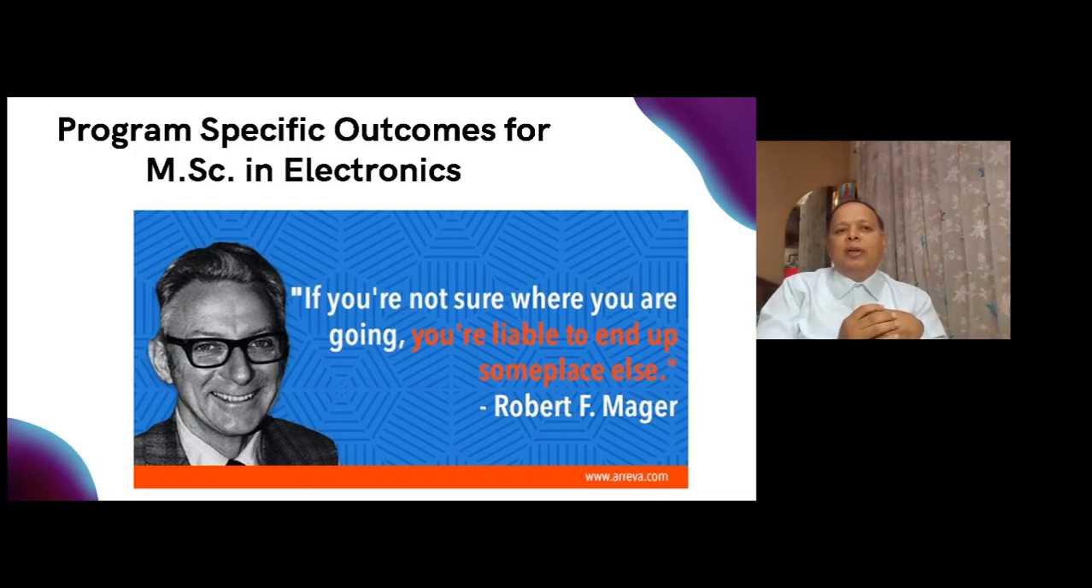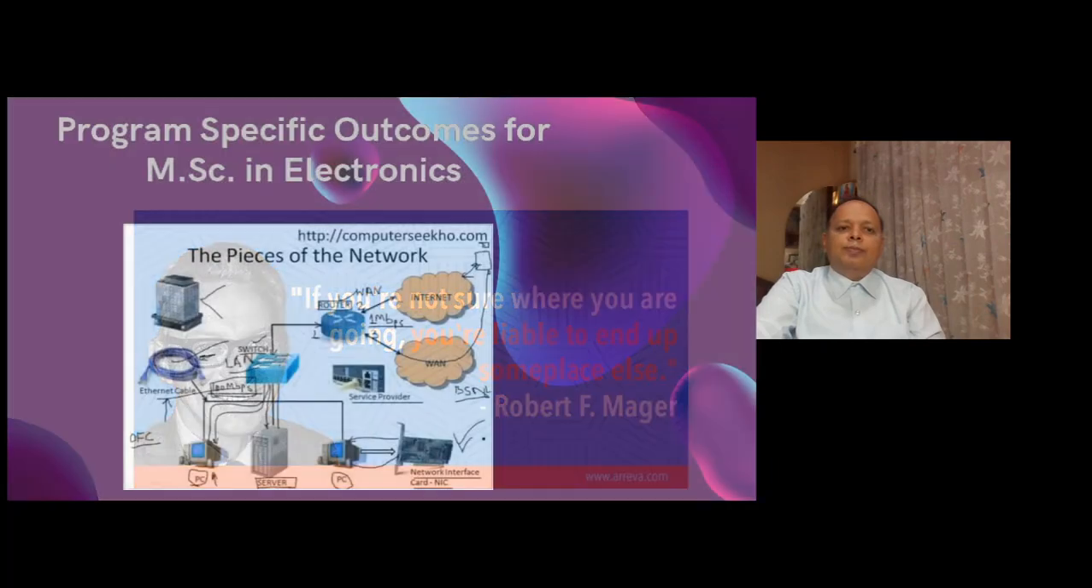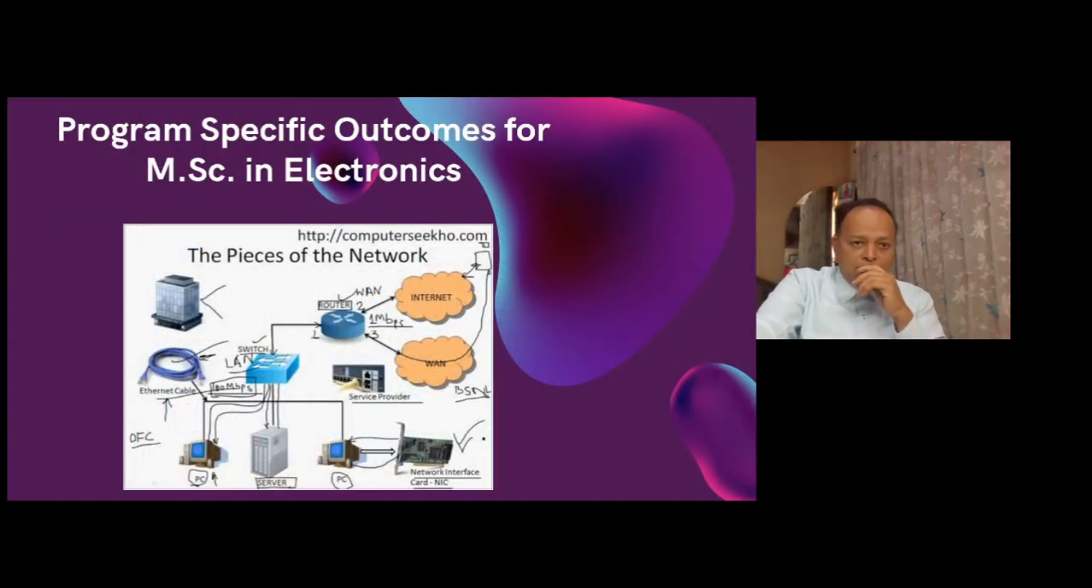The milestones are important. So the program specific outcomes define all these milestones. They define what kind of abilities you should possess. What we have seen previously were the program outcomes. So now we'll see what the program specific outcomes are. And these outcomes are very important if you want to reach a particular goal in your career. So these are the program specific outcomes as far as the MSc Electronics program in general is concerned, and the computer networking course in particular.